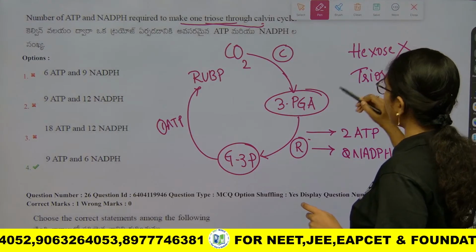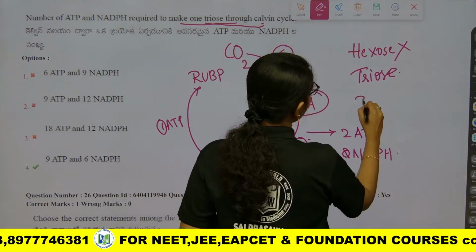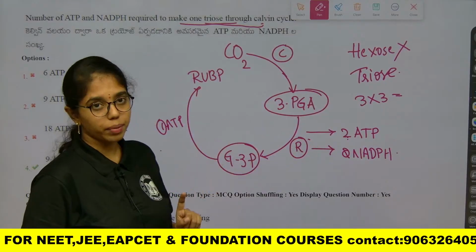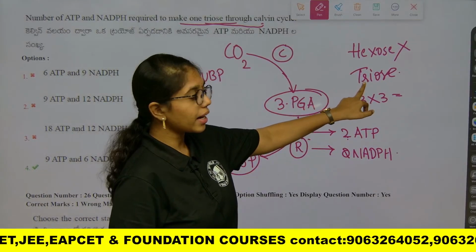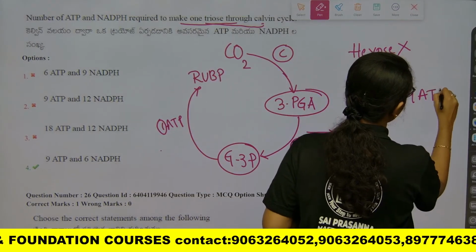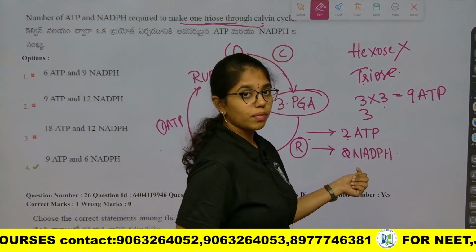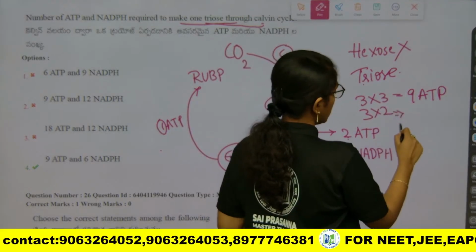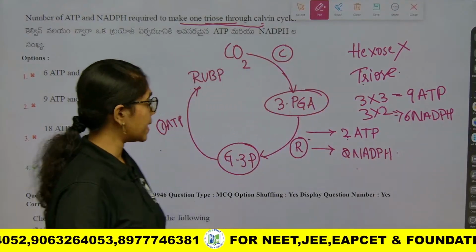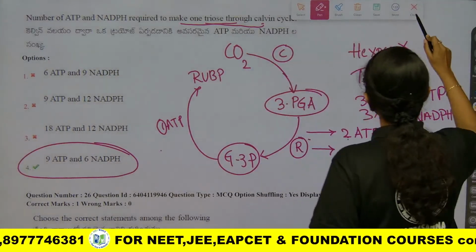For triose formation, 3 Calvin cycles have to happen, right? So, for one cycle 2 plus 1, 3 ATP are used. For 3 cycles required to form a triose, 3 into 3 it is 9 ATP. And 2 NADPH for one cycle, for 3 cycles it will be 6 NADPH. So, the answer will be 9 ATP and 6 NADPH. It is as simple as that.